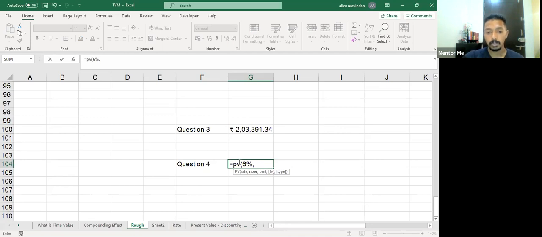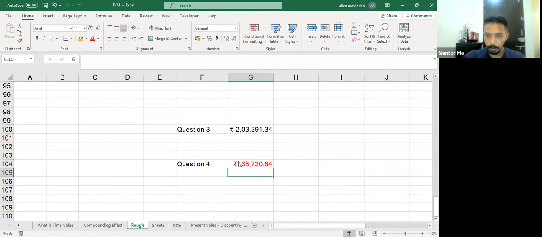So the rate is 6%, Nper is 5, and PMT is 8,000. It's going to be positive because I'm going to receive it. Is there anything going to be left at the end? Future value: nothing, so future value is 0. And type is going to be 1, because it was the beginning of the year, right?